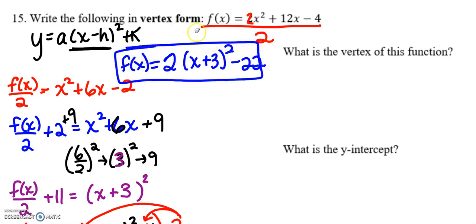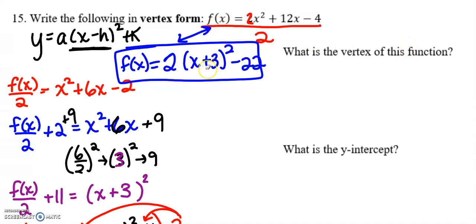So what we just found is that this equation in red and this equation in blue are exactly 100% mathematically equivalent. If you were to distribute out this x plus 3 squared, multiply it by 2, and subtract 22, you would get this same thing. This is just a different way of looking at it so we can answer some different questions a little more easily. For instance, what is the vertex of this function?